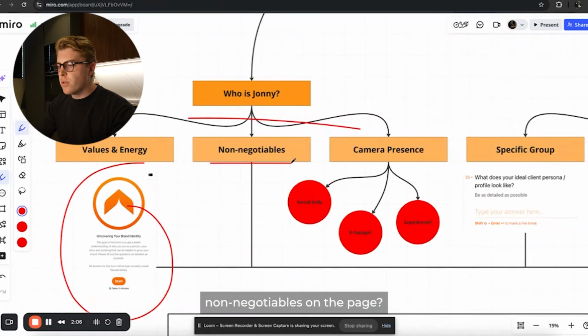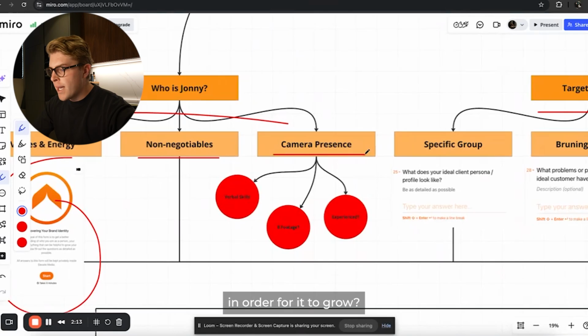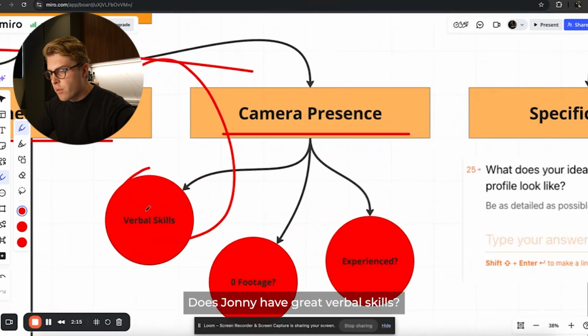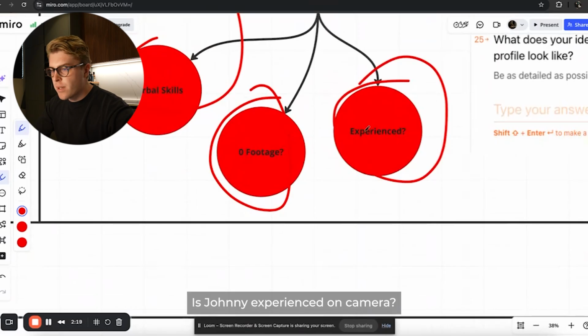What are the non-negotiables on the page? What are some stuff that we cannot post on the page? What are the stuff that we need to post on the page in order for it to grow? Then the camera presence. Does Johnny have great verbal skills? Is there any footage that we can use already? Is Johnny experienced on camera?